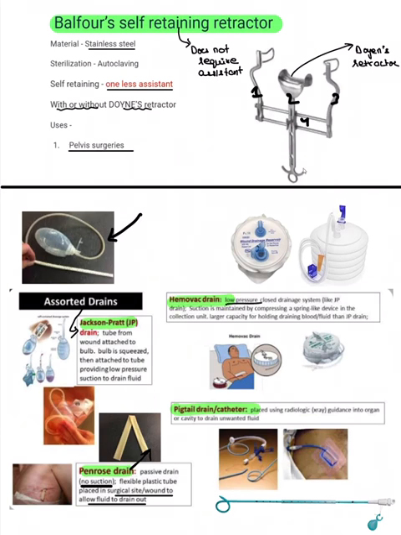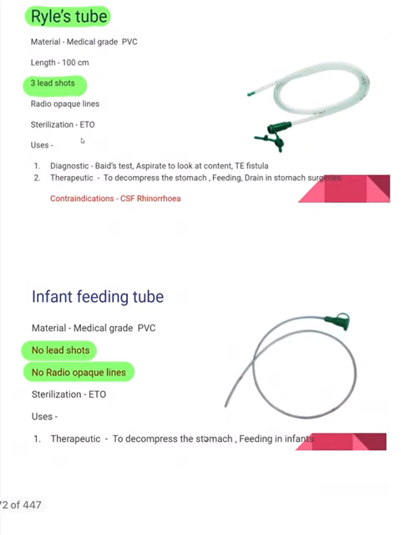Okay, so this Hemovac drain is a low pressure closed drainage system, guys. Basically what happens when there is a fluid collection, this acts like a spring like device. This is the Hemovac drain, guys, that you see in the photo. Then this is a pigtail drain, used when you need to drain any unwanted fluid, like a pigtail catheter. So this looks like a pigtail, hence it is a pigtail drain.